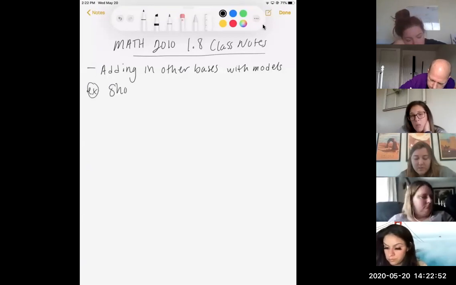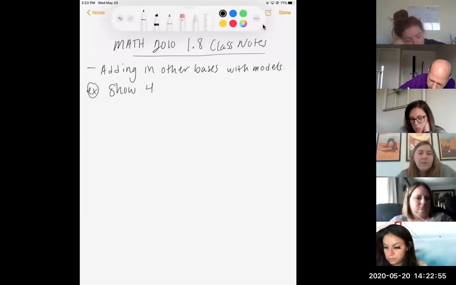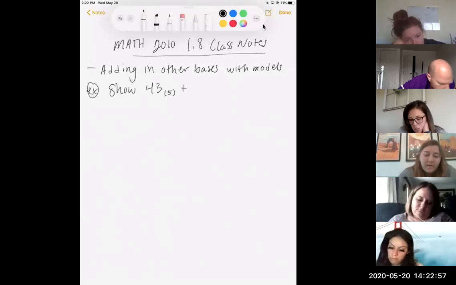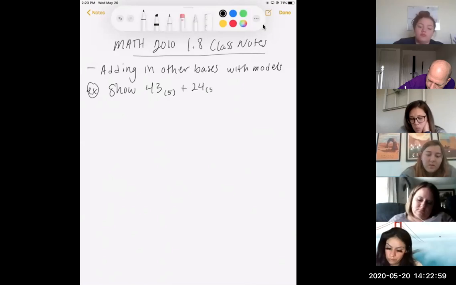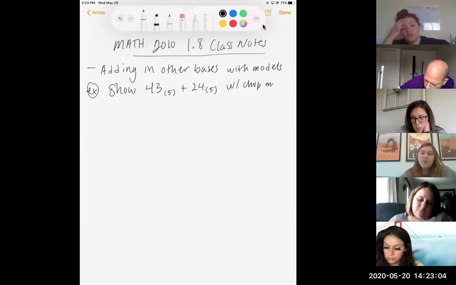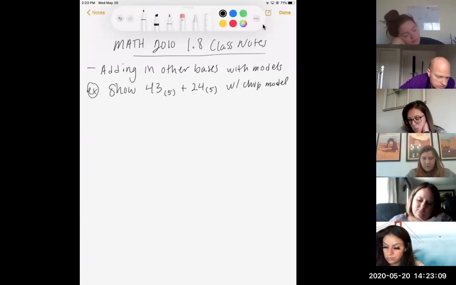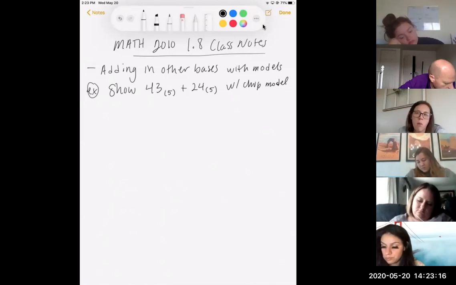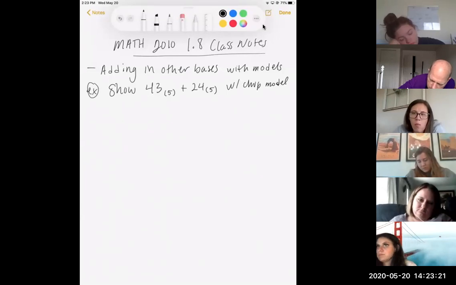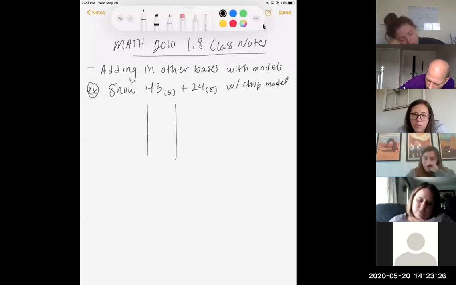We want to show how to add 43 base 5 plus 24 base 5 with the chip model. I had you guys make chip models. You can do that, but for time's sake, we're going to just show a diagram. So when we add 43 and 24 with our chip models, I'm going to model 4 3 base 5 and 2 4 base 5.